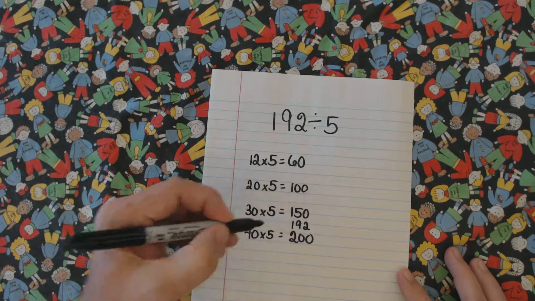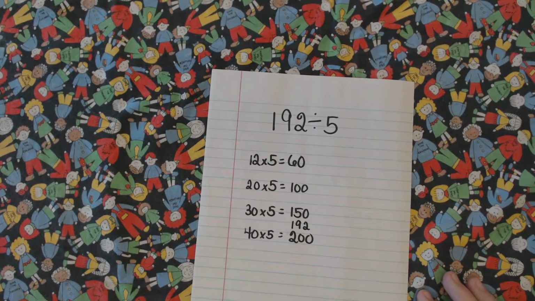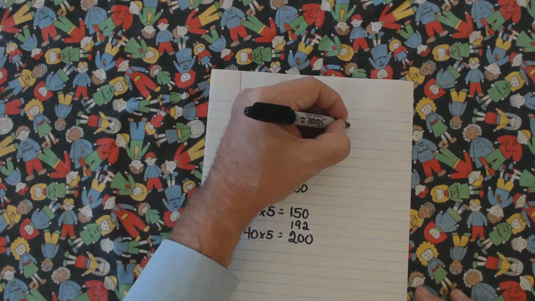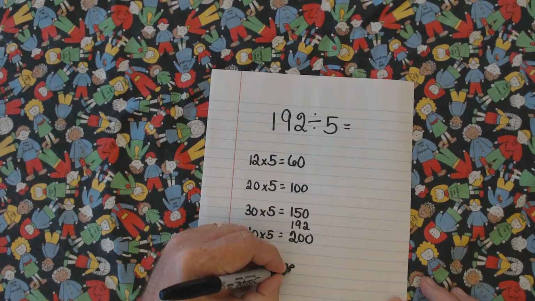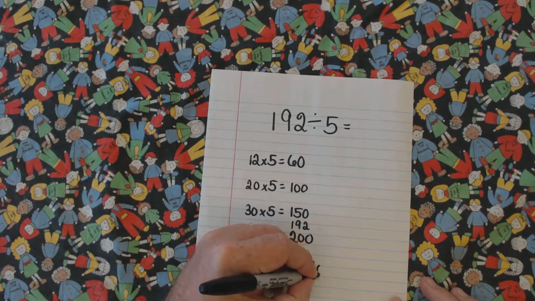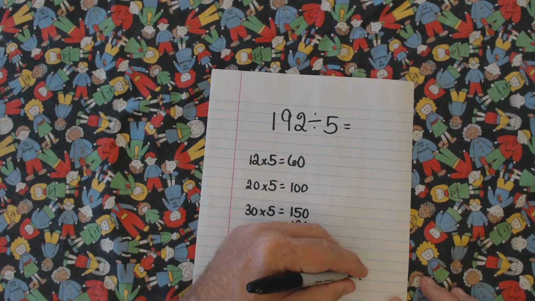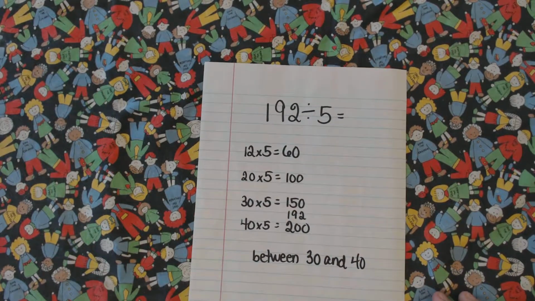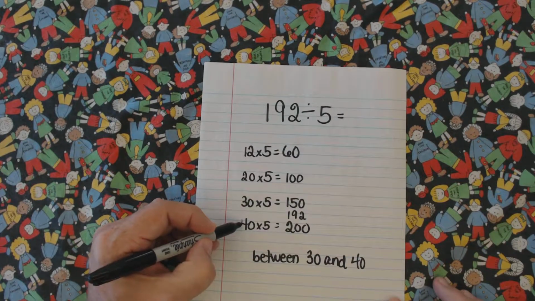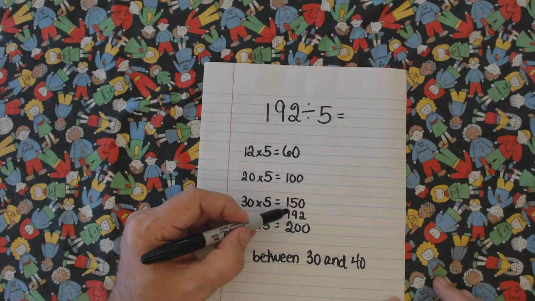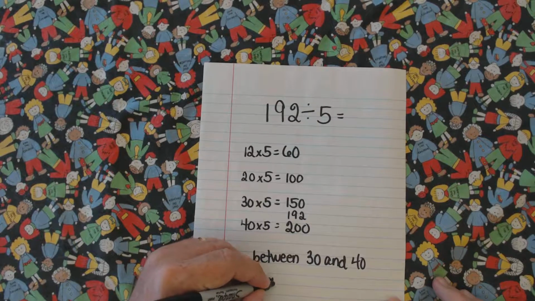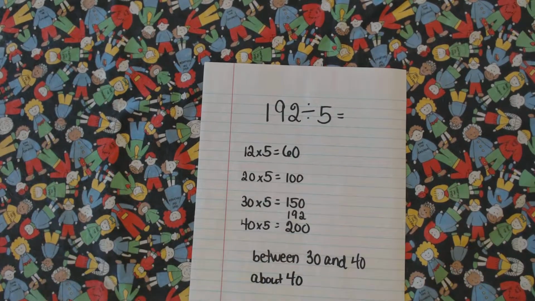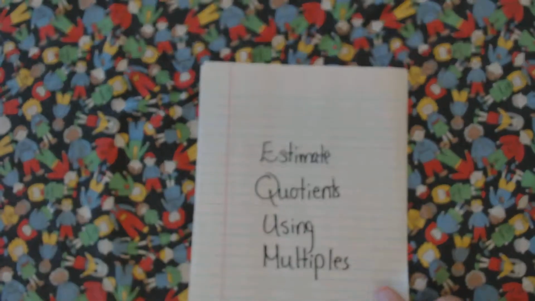192 would fall somewhere between 150 and 200. What two numbers will our quotient be between? It will be between 30 and 40. Now we have to determine which one is it closer to. Is it closer to 30 or is it closer to 40? Well, 192 will be closer to 200 than 150. Therefore, it is about 40. So this is how we estimate quotients using multiples.